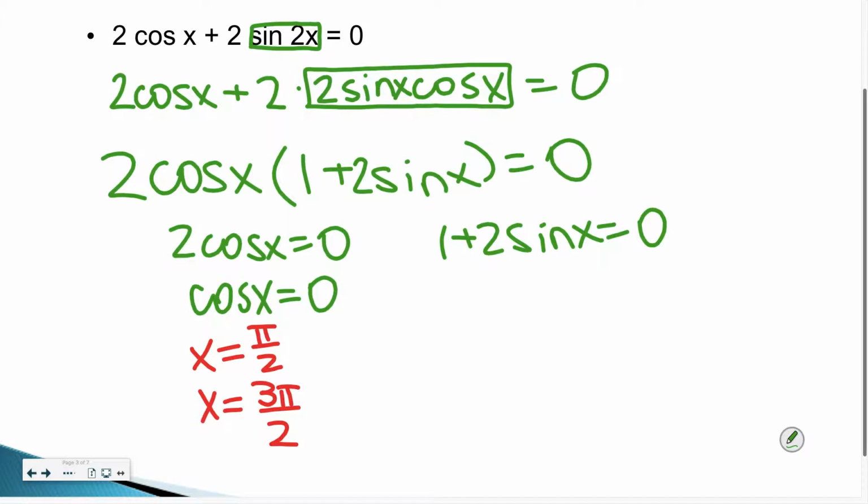Okay? All right, here. Are you okay with me just going straight to the sine of x equals negative 1/2? We subtract the 1. We divide over the 2. And where does the sine of x equal negative 1/2?